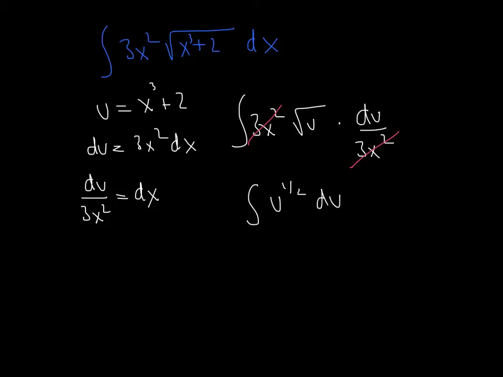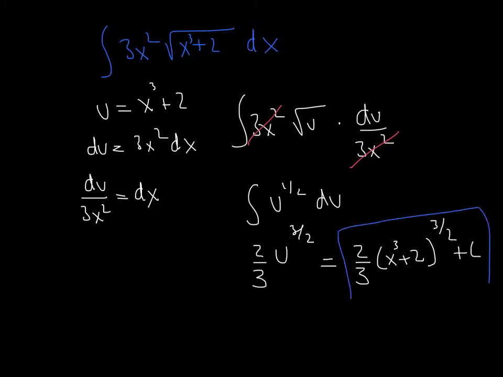And so now we're going to integrate that, and we end up getting u to the 3/2 divided by 3/2, which is the same as multiplying by 2/3. And so now we can plug our u back in, and our final answer is going to be 2/3 u, which is x cubed plus 2 to the 3/2 power plus a constant. And that is our final answer to that one.